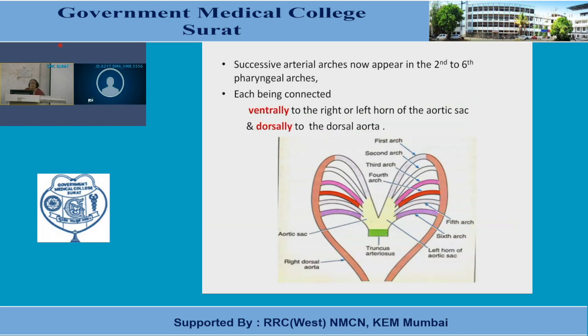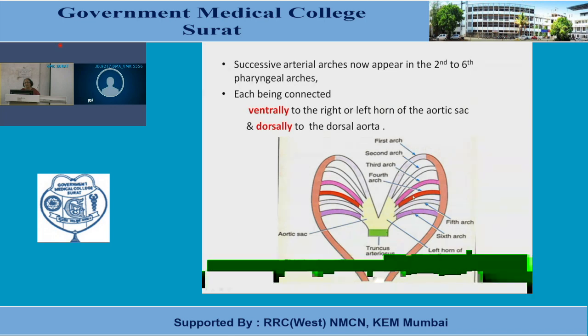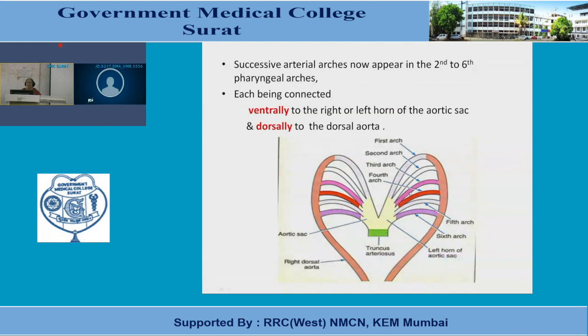Now the successive arterial arches appear in the 2nd to 6th pharyngeal arches. You can see in the given diagram the first arch, second arch, third arch, fourth arch, fifth arch, and sixth arch. What about the discoloration of the first, second, and fifth? They will disappear later on. We'll discuss it later on. So successive arterial arches appear from the 2nd to 6th pharyngeal arches.